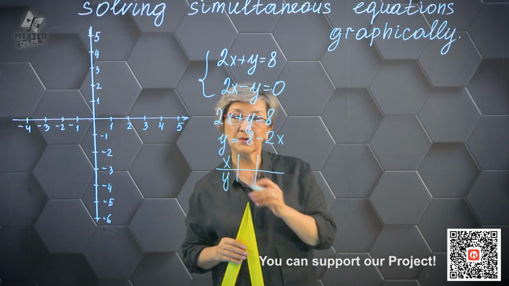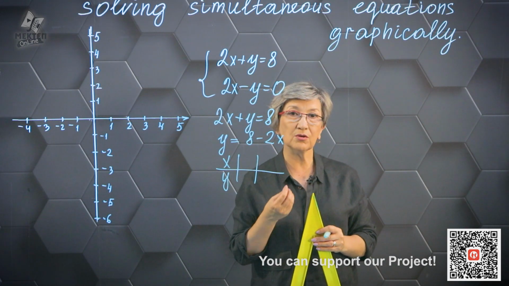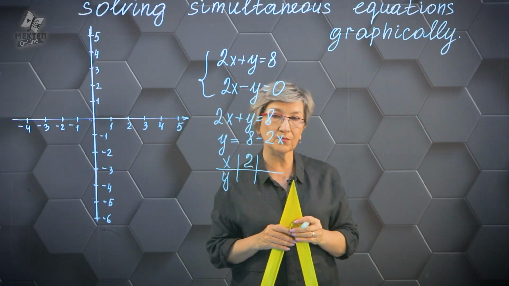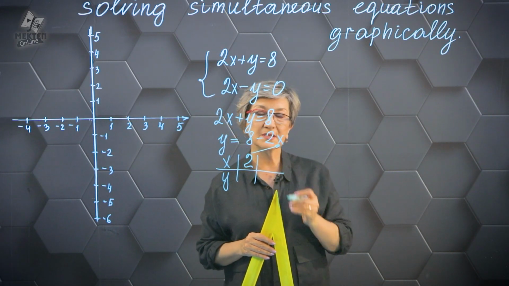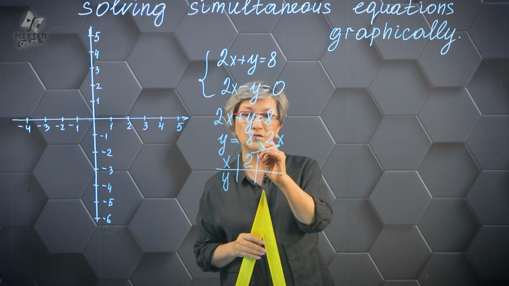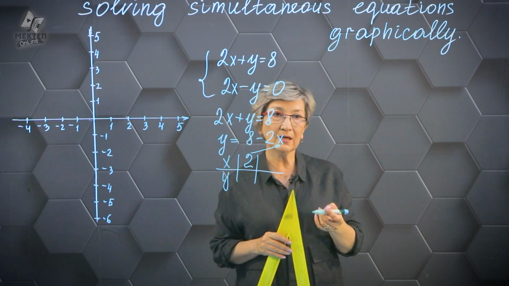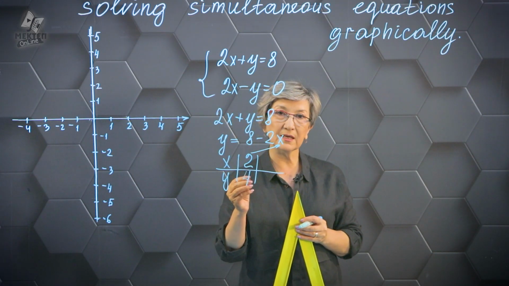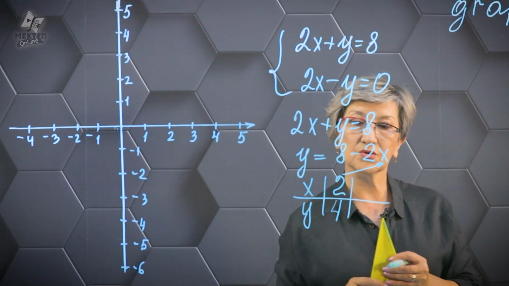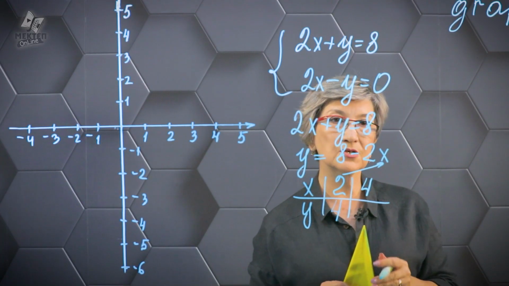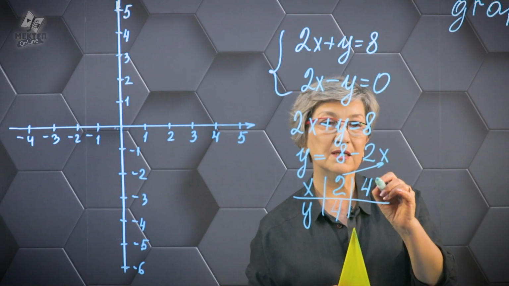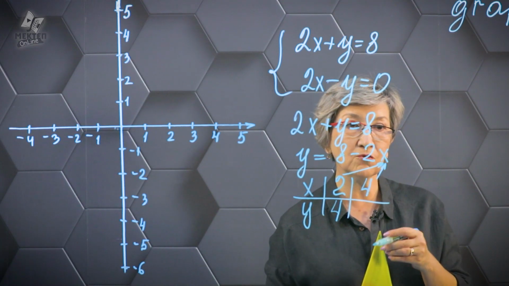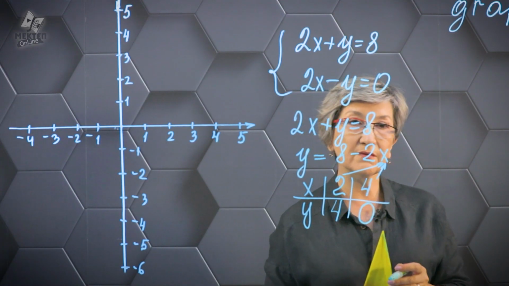I recommend choosing values that will be convenient for calculations. The first value is x equals 2. If I substitute 2 for x, I will get 8 minus 2 times 2. That's 8 minus 4, which equals 4. When x equals 2, y is 4. Another point. Let's take the value for x equal to 4. If we replace x with 4, we have 8 minus 2 times 4, resulting in 8 minus 8. Then y will equal 0.